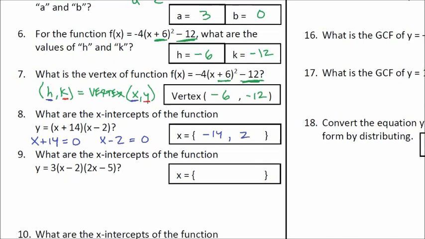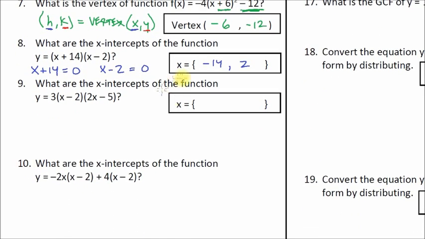All right, a little more difficult one. Number 9. What are the x-intercepts of the function y equals 3 times x minus 2 times 2x minus 5? We're going to follow the same procedure as number 8 because this is intercept form. That means we know the x-intercepts are where either x minus 2 equals 0 or 2x minus 5 equals 0. This one's an easy one. The x equal to 2. 2 minus 2 is 0. We've got one of our x-intercepts.